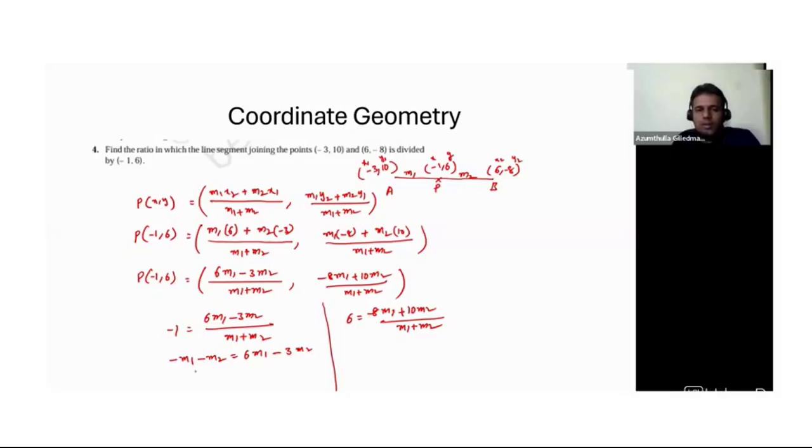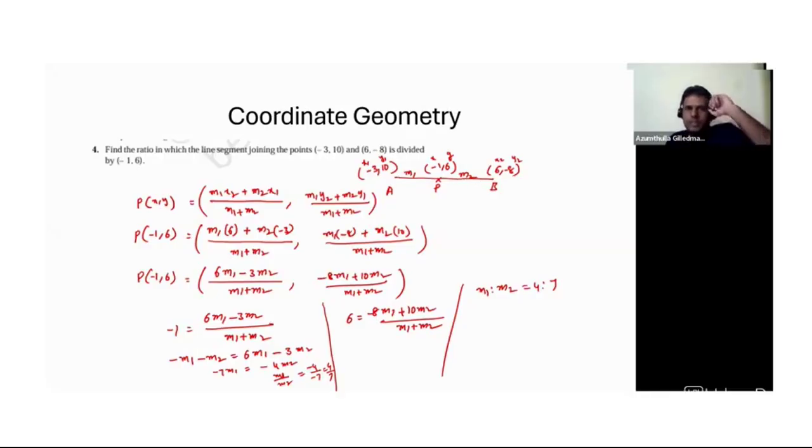So I'm simplifying this one. We just need the ratio, right? So send all the m1 terms to one side and m2 to the other side. So here I am sending all the m1s to this side. That becomes -7m1 equal to -4m2. That means m1 by m2 becomes -4 by -7. That means 4 by 7. So if you do this, you will get the same answer if you simplify this also. So our m1 is to m2 is nothing but 4 is to 7. That means this is 4 parts and this is 7 parts.